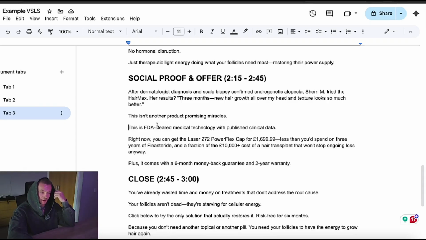Again, even if you are FDA medical cleared, sometimes this can flare up in compliance. So sometimes you want to keep FDA away from your copy. For this example, I'm going to leave it in, but you need to just kind of roll the dice.